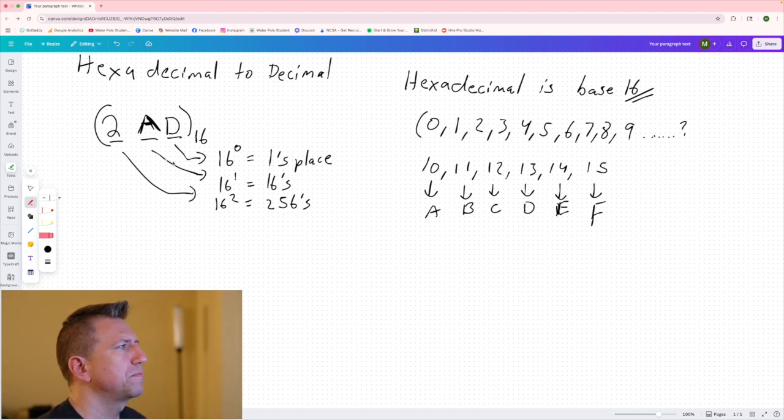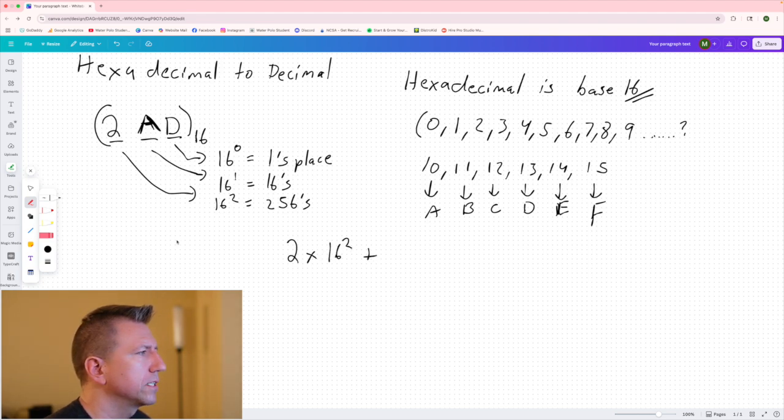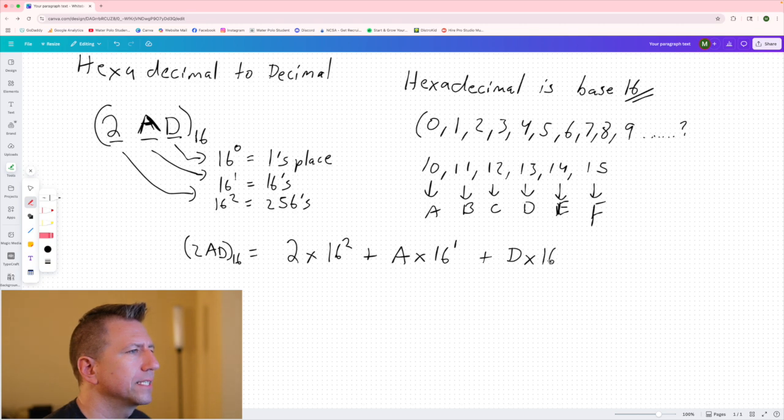And so if we are going to expand this using a polynomial, what we can do here is just write it out like this. 2AD base 16 is equal to 2 times 16 squared, plus A times 16 to the 1, plus D times 16 to the 0. So we have 2 times 256 plus, now A is equal to 10, so that's 10 times 16, and then D is equal to 13, so it's 13 times 1.